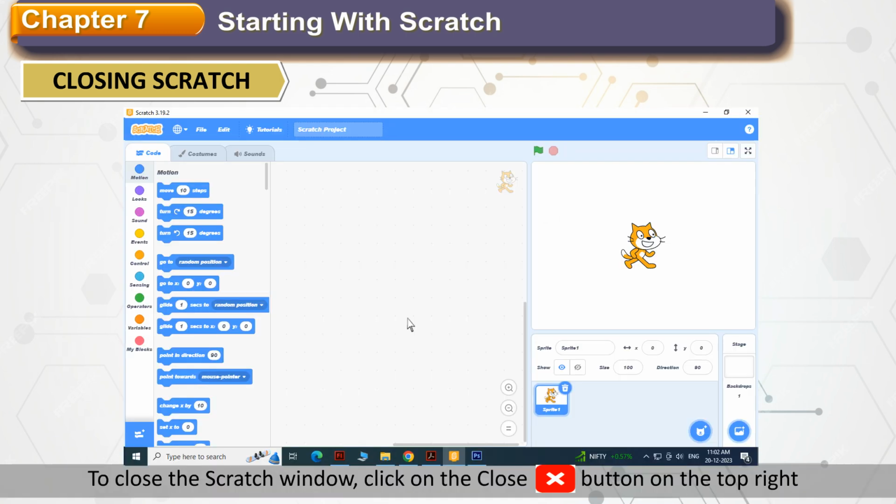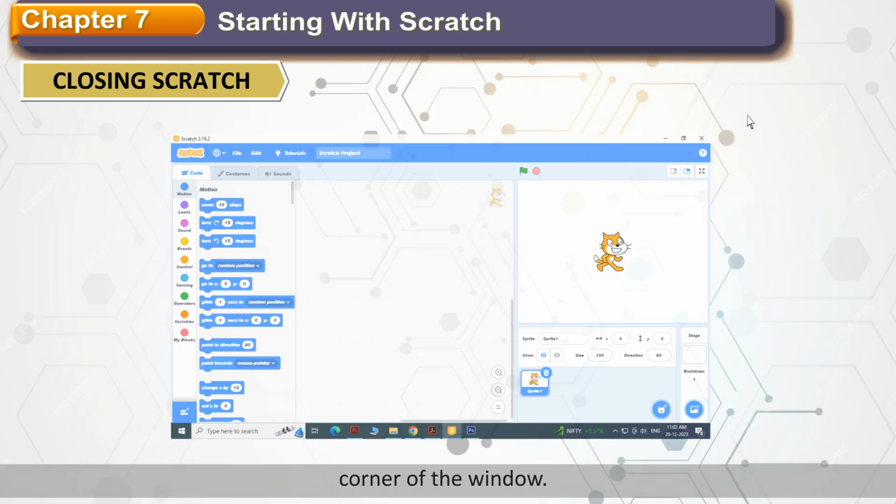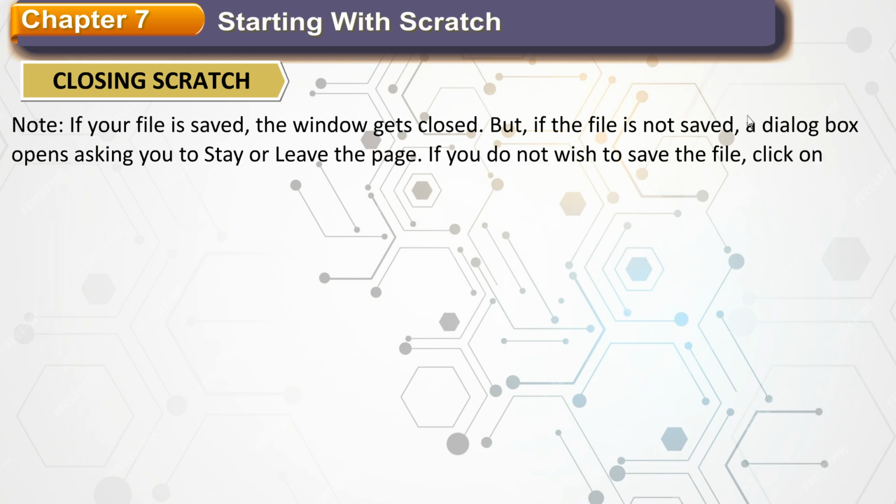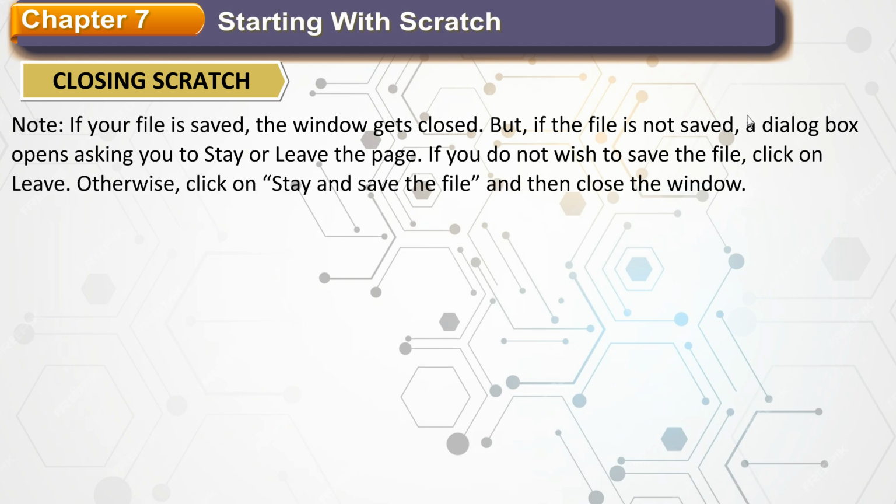Closing Scratch. To close the Scratch window, click on the Close button on the top right corner of the window. Note: if your file is saved, the window gets closed. But, if the file is not saved, a dialog box opens asking you to stay or leave the page. If you do not wish to save the file, click on Leave. Otherwise, click on Stay and save the file and then close the window.